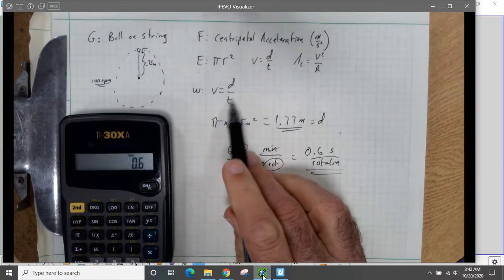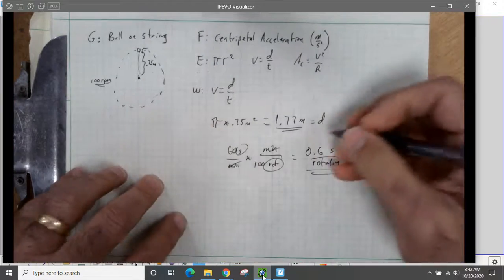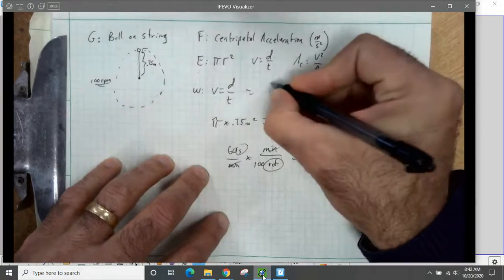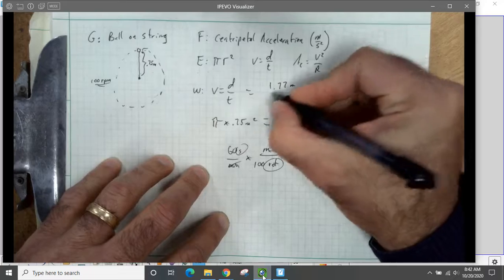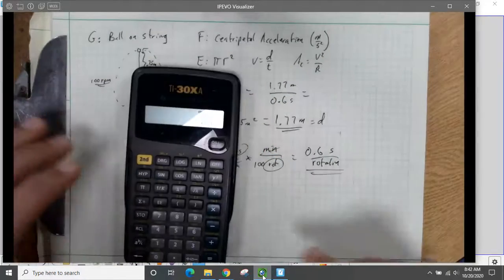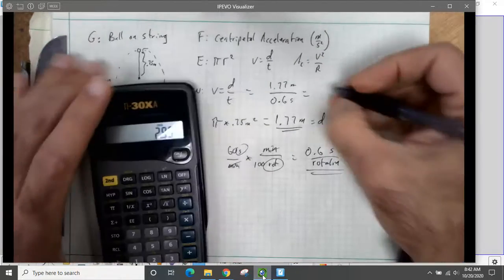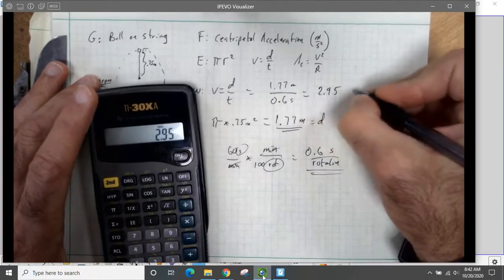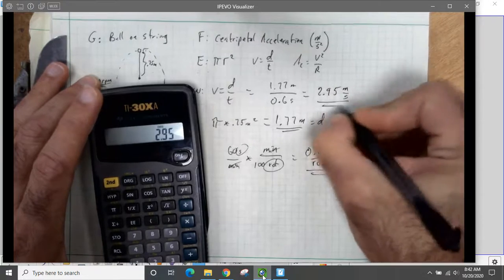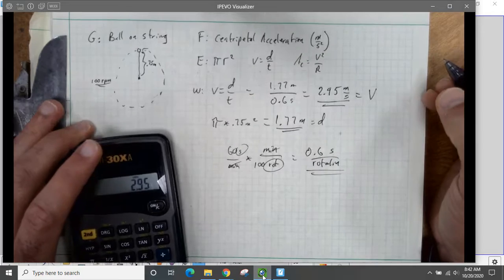So now when we find our velocity, tangential velocity, it is the distance, which is 1.77 meters, divided by 0.6 seconds, which equals 2.95 meters per second. That is equal to the tangential velocity.